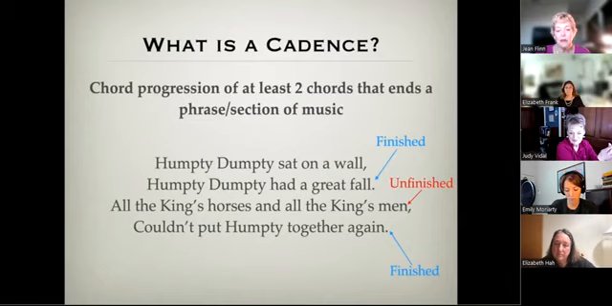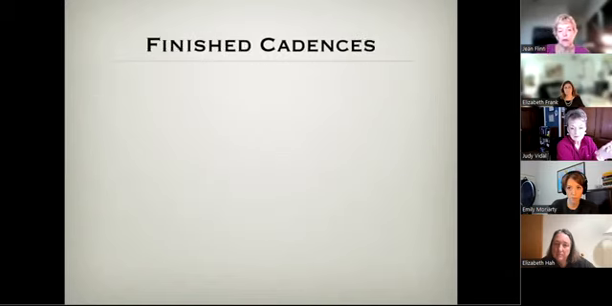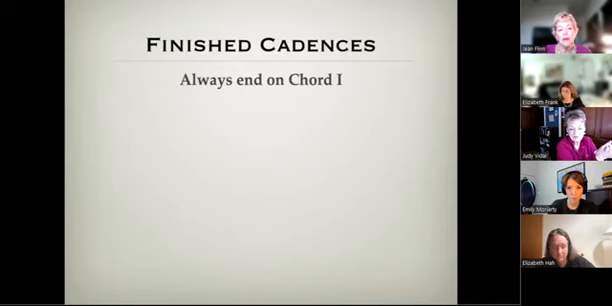Music is exactly the same. You have phrases in music that sound finished, and you have phrases that sound unfinished. And it is the choice of cadence at the end of a phrase that determines whether it sounds finished or unfinished. So let's have a look at the finished cadences in music. Finished cadences, not surprisingly, always end on chord 1. That's what gives it the sense that the phrase is finished. And there are two types of finished cadences.